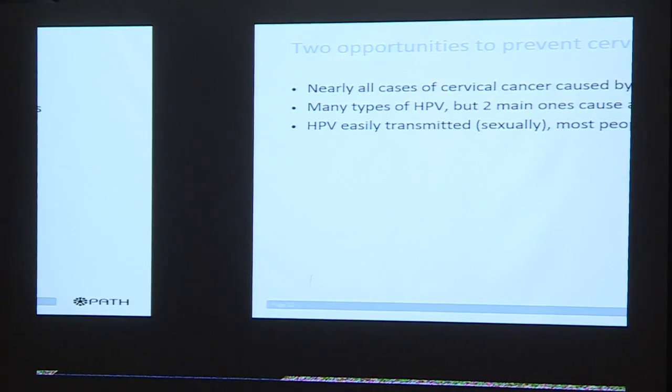So we have 2 opportunities to prevent cervical cancer. Nearly all cases of cervical cancer, as you may know, are caused by the human papillomavirus, which is HPV. There are many types of HPV, about 100 different types, and about 15 of those are associated with cancer. But 2 main ones, and they're mostly numbered when we talk about them, type 16 and type 18, are the most common causes of cervical cancer, and several other cancers actually: anal cancer, penile cancer, and throat cancer.